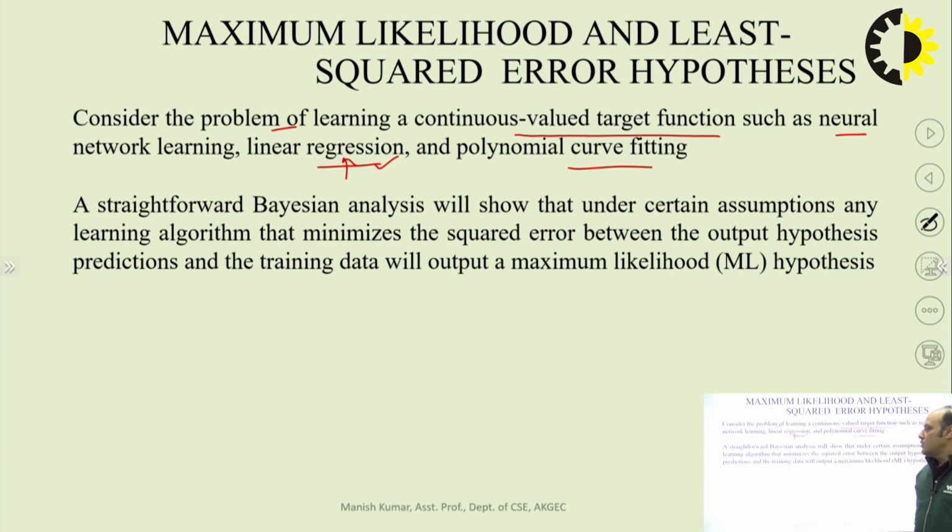Okay. So a straightforward Bayesian analysis will show that under certain assumptions, any learning algorithm that minimizes the squared error between the output hypothesis predictions and the training data will output a maximum likelihood hypothesis. Okay. So our aim is to find out that according to the given training data, the output is a maximum likelihood hypothesis. This is our aim.